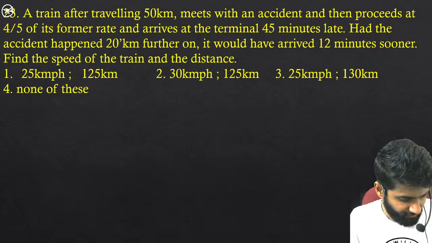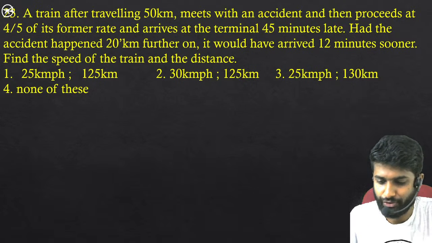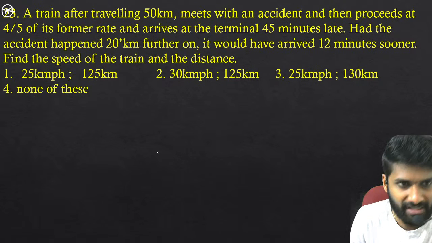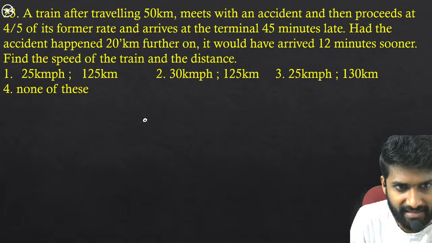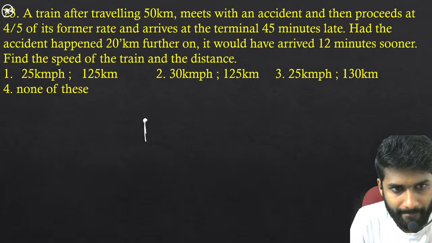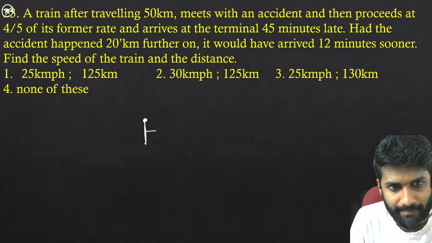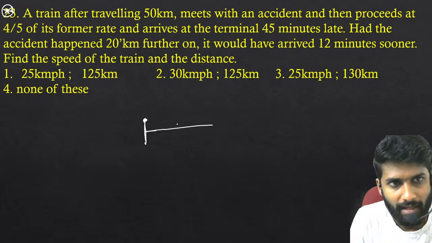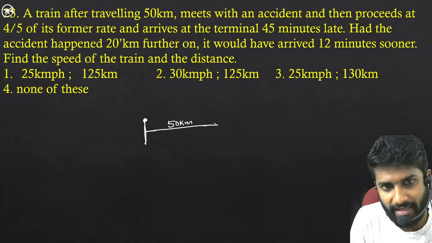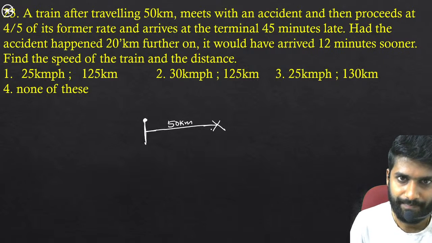Let's see the question. First of all, go through the story. What is the story? A train traveling 50 kilometers. So there is a place. Guys, listen carefully. This is the place. A train starts here. After traveling 50 kilometers, the train met with an accident.